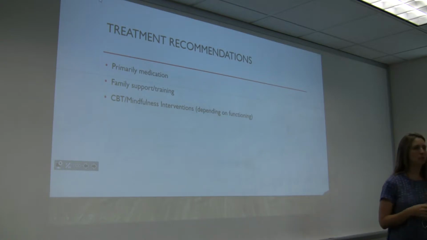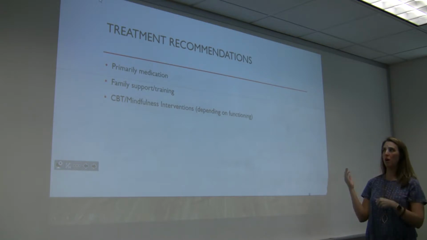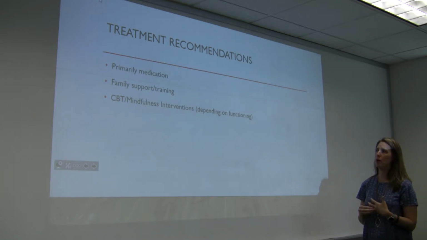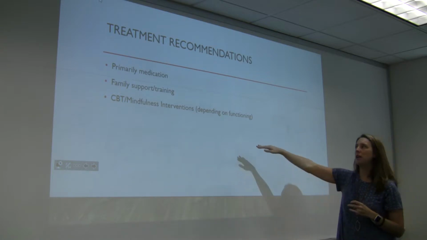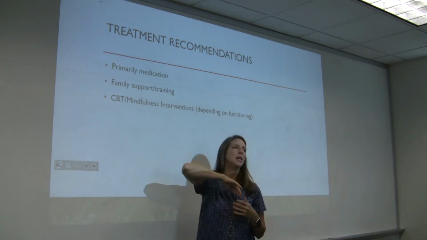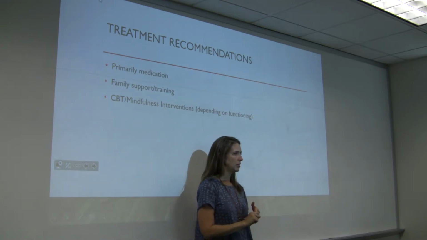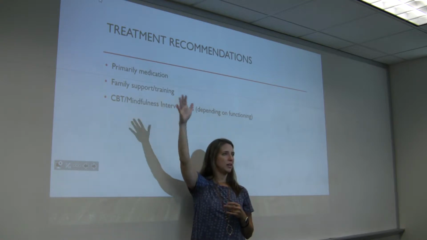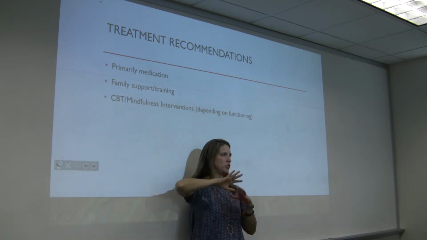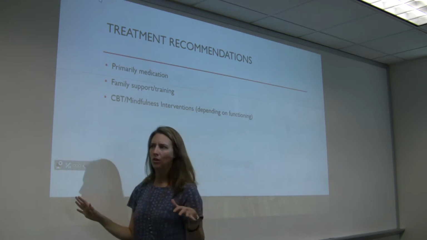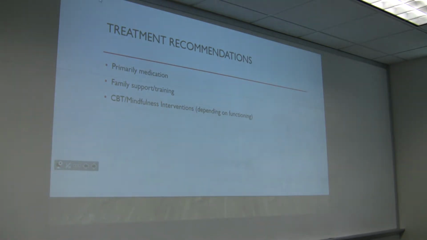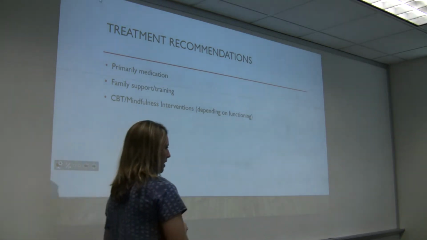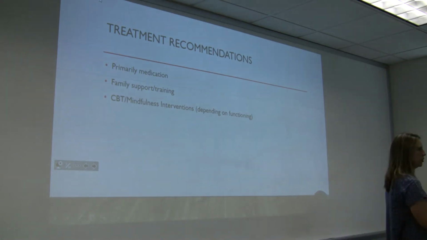When we talk about treatments for schizophrenia spectrum disorders, we look primarily to medication. We also do some family support training, and there are some CBT and mindfulness interventions that are helpful. But the first line of defense for schizophrenia, particularly for delusions, hallucinations, is going to be medication, right? This is generally recognized as a disorder for which medication is acceptable. Culturally, we have some other ideas about what's acceptable in terms of medication for depression or anxiety, but people are generally okay with that.